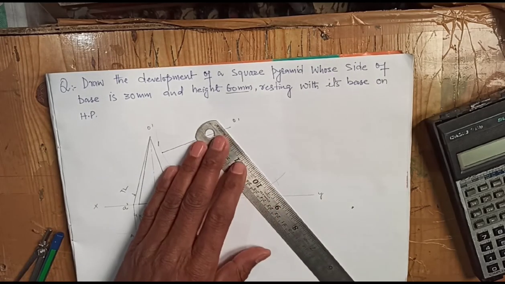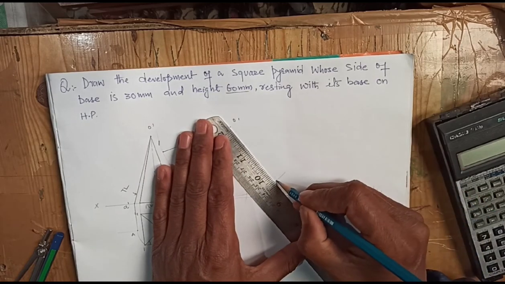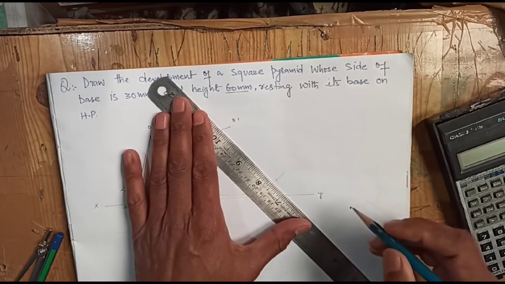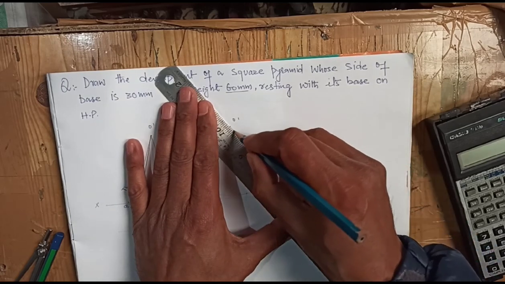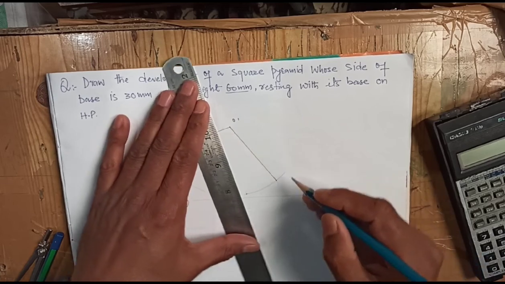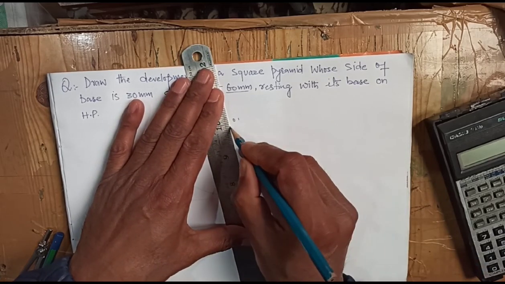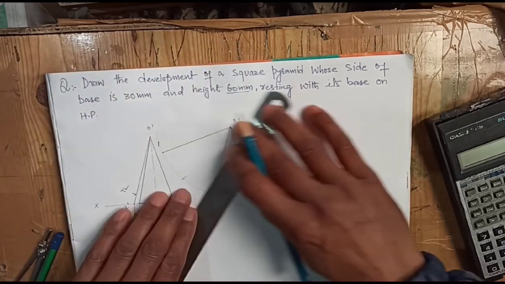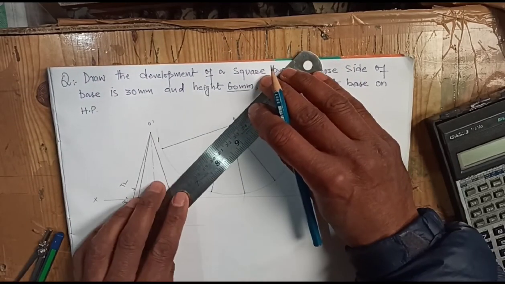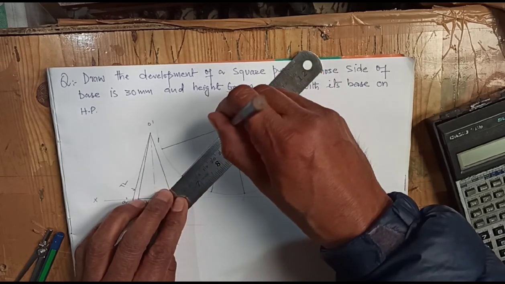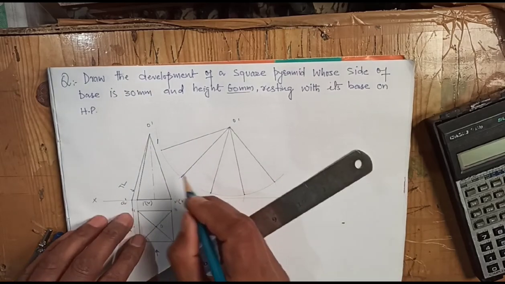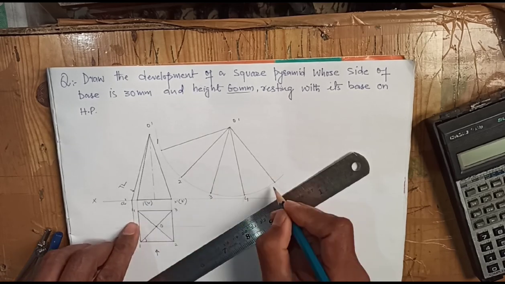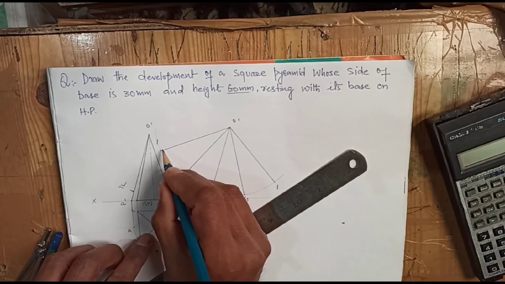Now we have to connect all these intersecting points with O prime with a dark line. So here we got 1, this is 2, this is 3, this is 4 and this is again 1, because 1 and 1 will overlap.